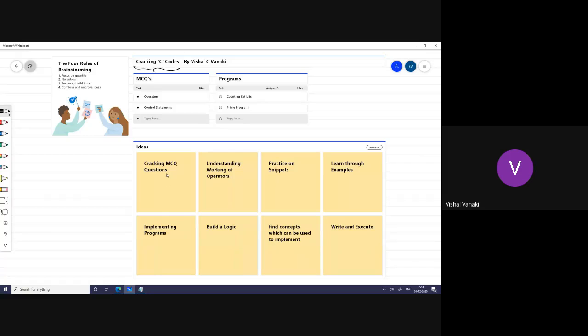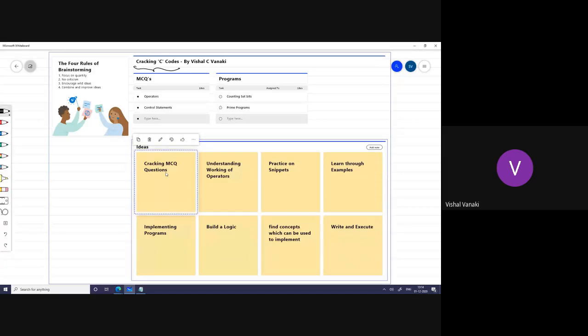Now, if you want to understand how to crack MCQ questions, the first thing is you need to understand the working of operators, basic concepts, how they work, from which side to which side they work, and what the priorities of operators are. These are all things you need to understand, and then you should practice on snippets. A snippet is nothing but a small piece of code.